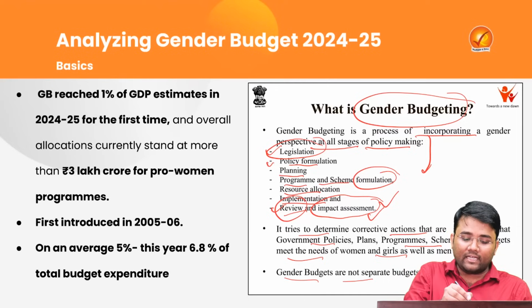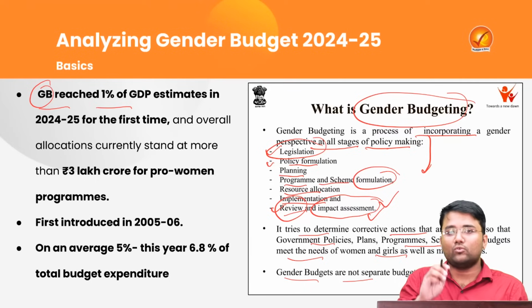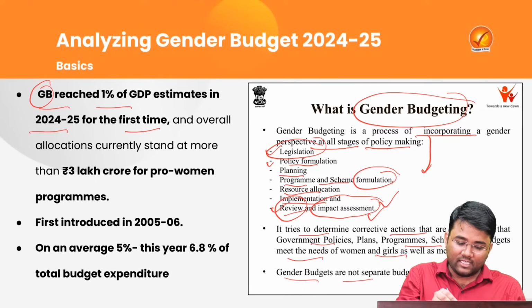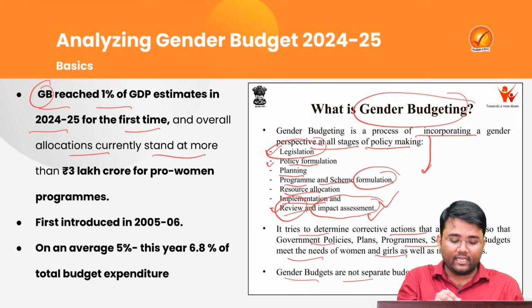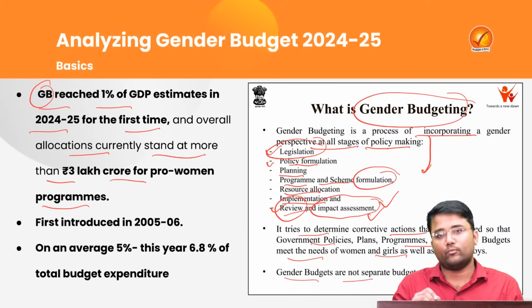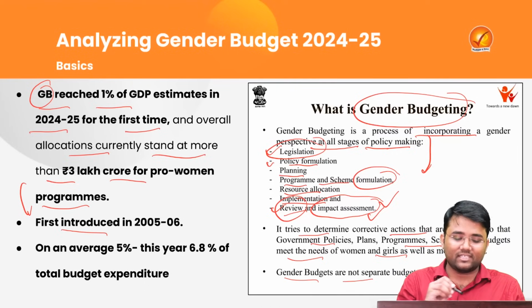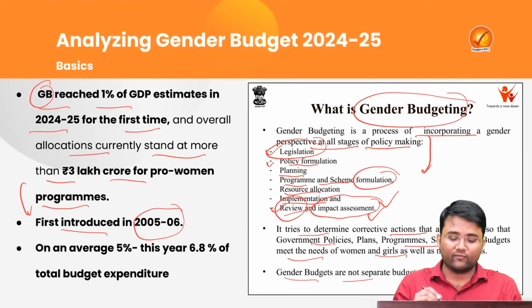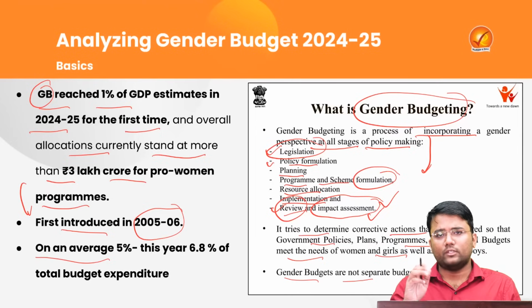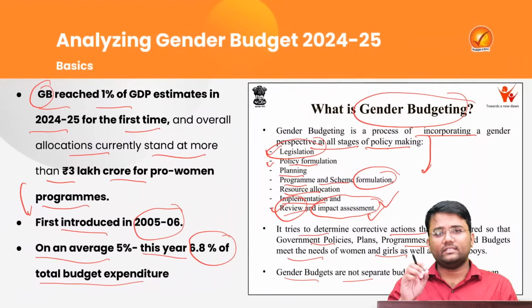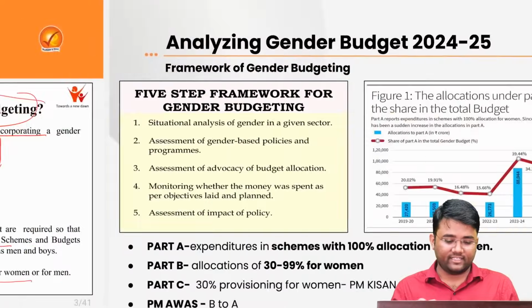As per the recent data, gender budgeting has reached almost 1% of GDP estimates in 24-25 for the first time, and the overall allocation currently stands at more than 3 lakh crore for pro-women programs. And if we look into the historical context, this gender budgeting was first introduced in the year 2005-06. On an average, it was around 5% of the total budgetary expenditure. But this year, 6.8% of the total budgetary expenditure has been allocated for gender-specific schemes.